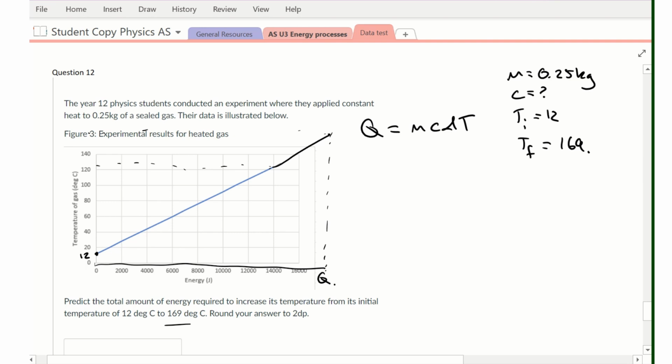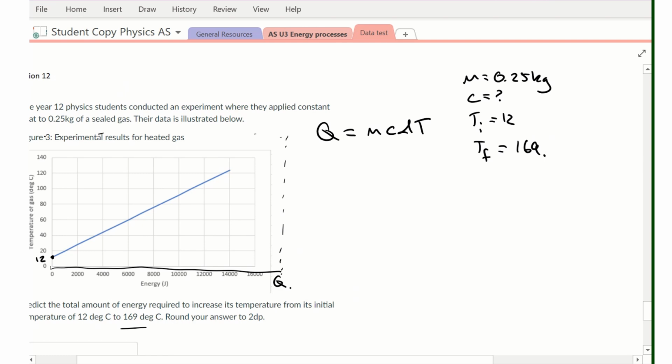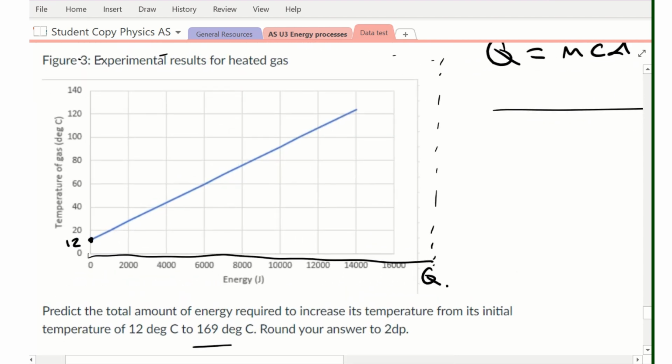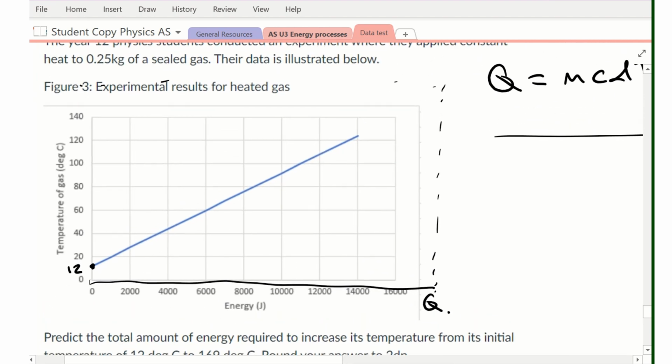However, we've got this giant graph. Surely that can help us figure out C. And it surely can. All right, instead of doing this, we're going to put that on pause, and we're going to instead use this graph to calculate C.